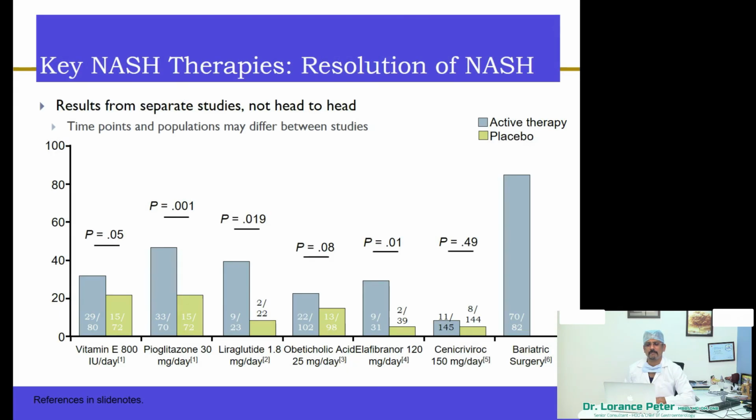The other medicine which is used is a diabetic medication called pioglitazone. Pioglitazone is used in patients who are diabetic and have fatty liver. It has some side effects like water retention and other issues. Then there are many other medications like elafibranor, fenicriviroc, and cenicriviroc. Many drugs have been tried.